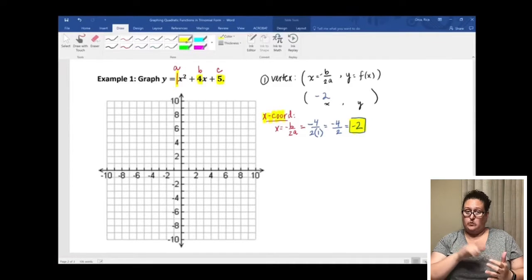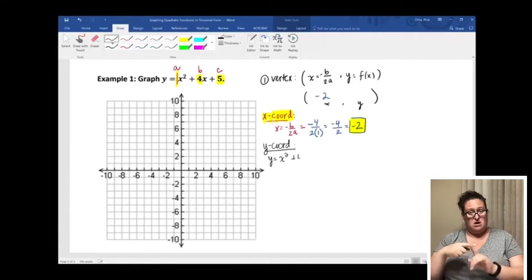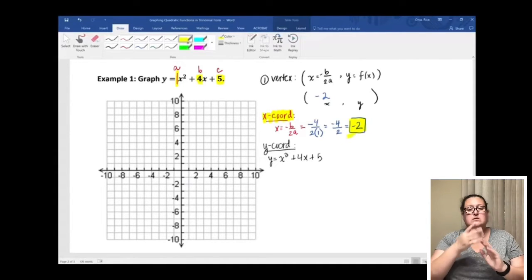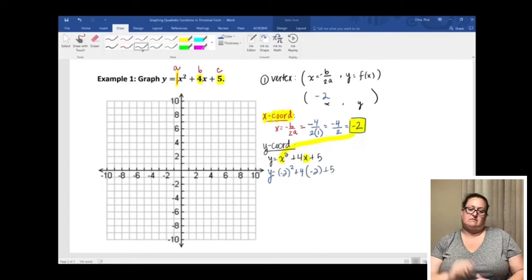Now we need to find our y coordinate. To find the y coordinate, we're going to take our x value and plug it into our function. Our function is y is equal to x squared plus 4x plus 5. So take that x value and plug it into wherever you see an x. We have y is equal to negative 2 squared plus 4 times negative 2 plus 5.